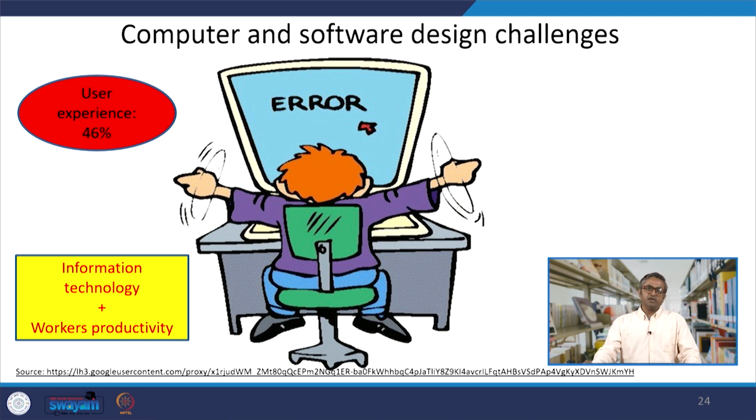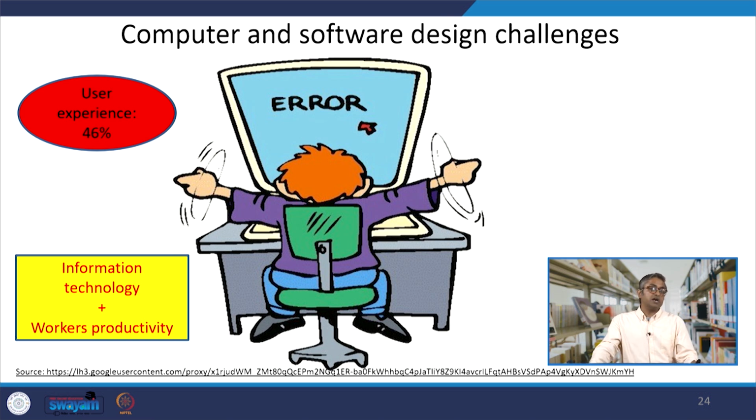Another challenge is information technology on one hand, and workers' productivity on the other. Many a time people spend a huge amount of time on the computer, but their productivity seems to be a little less. They may be spending a huge amount of time with the computer, but it does not mean that they are productive all the time. So, there is no direct relationship between workers' productivity and the time they spend on information technology.